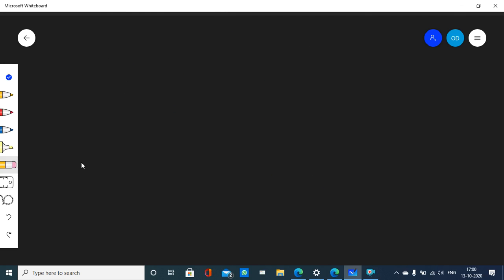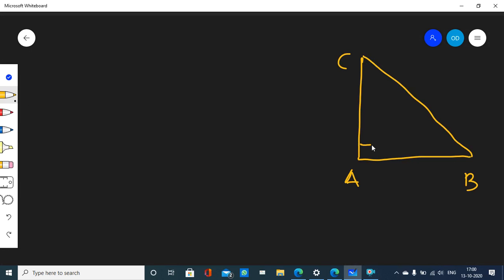So the last one is 8, 15, 17. Now let's move on to trigonometry directly. Suppose this is my right angle triangle ABC, where A is the 90 degree or right angle, and let's consider this angle, let's call it theta. This is obviously your base, this is your perpendicular, this is the hypotenuse.